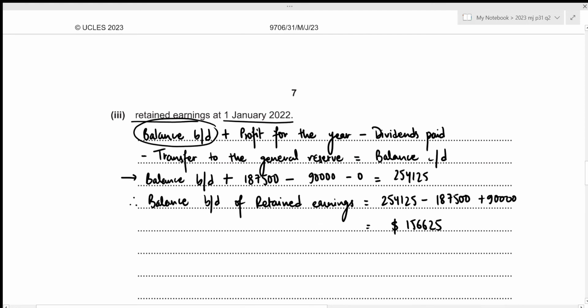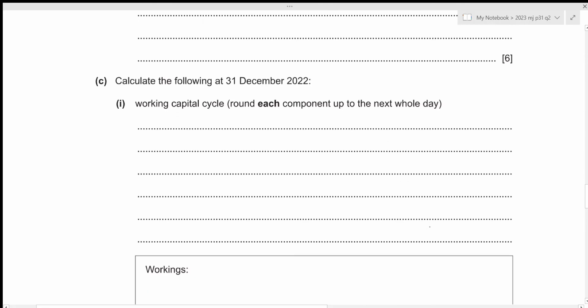Let's move towards the next question. Now we need to calculate the following at 31st December 2022. The first one is working capital cycle. We need to round each component up to the next whole day. Okay, so remember that the formula for working capital cycle is just our trade receivable turnover. And all of these will be the turnover in days.